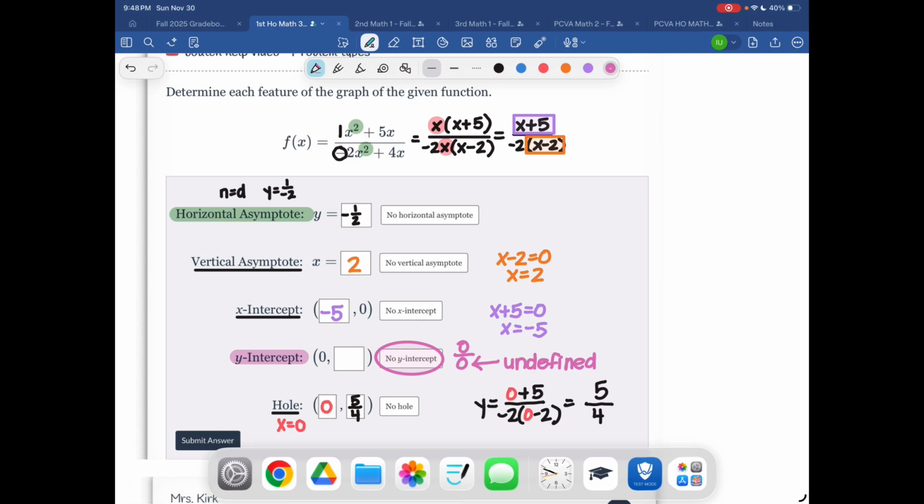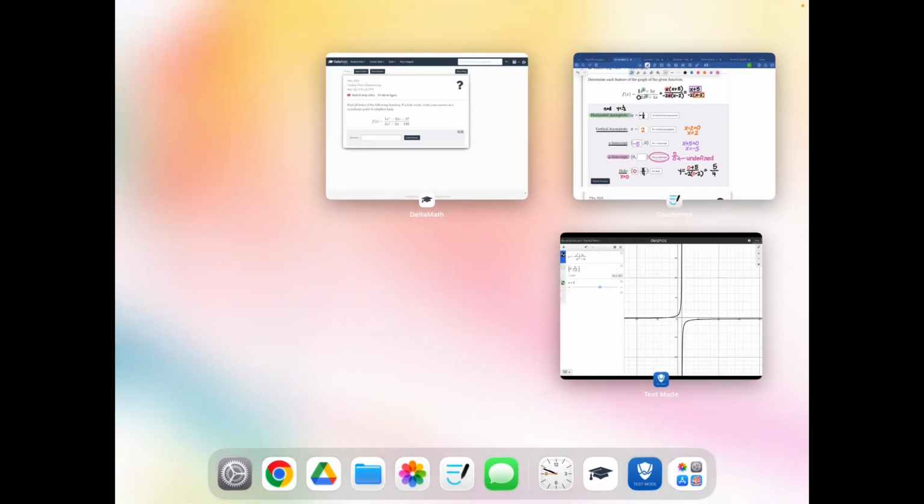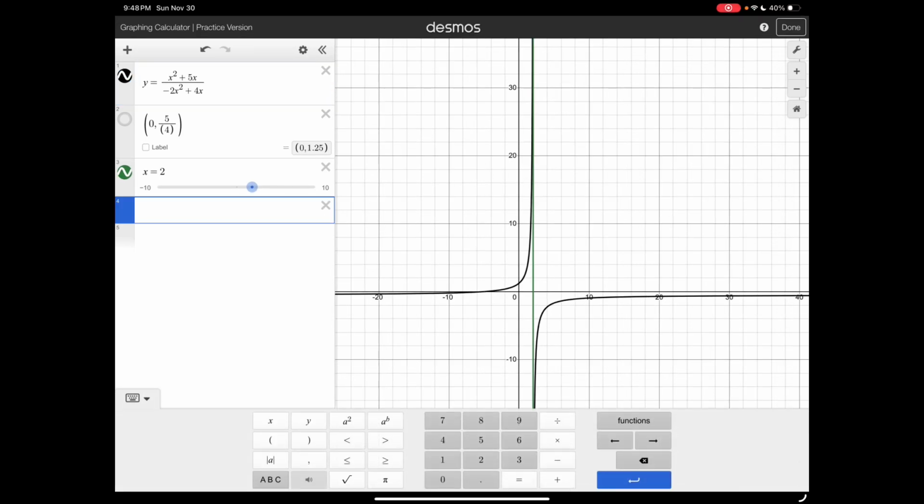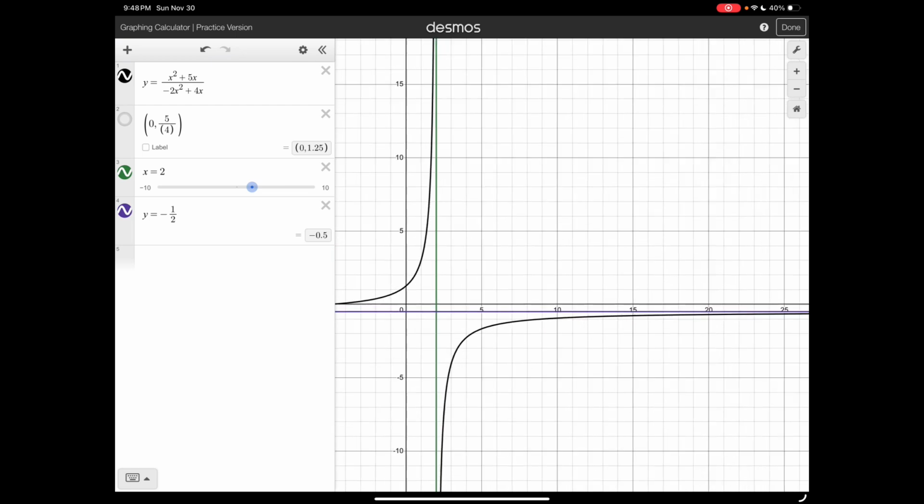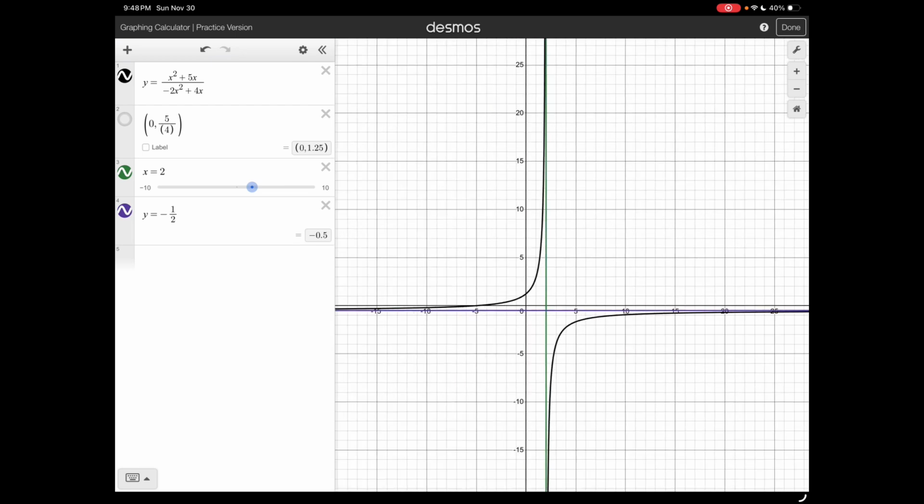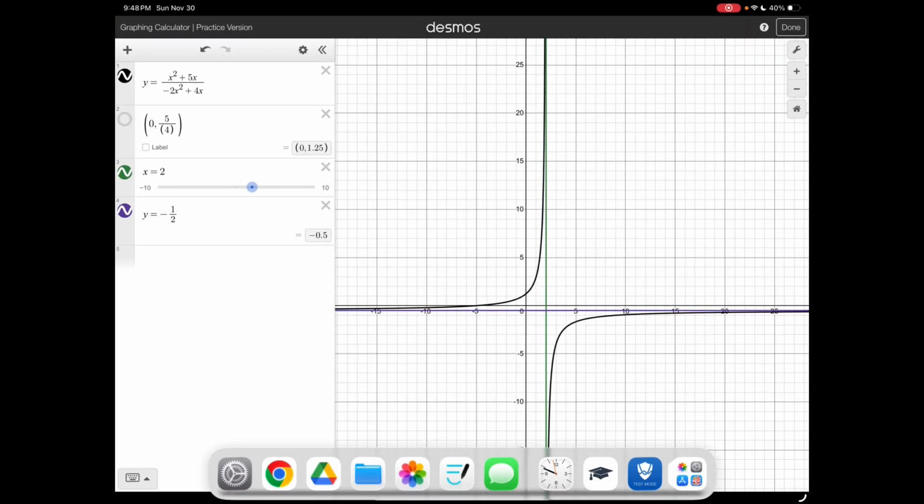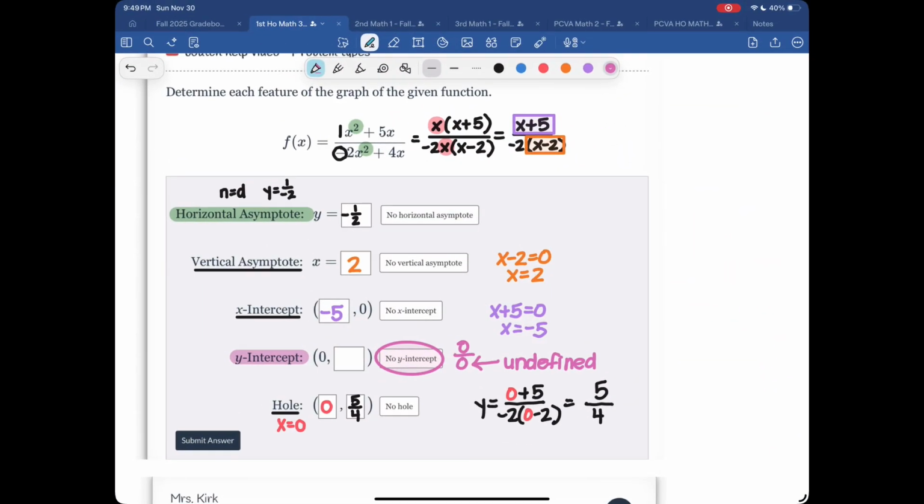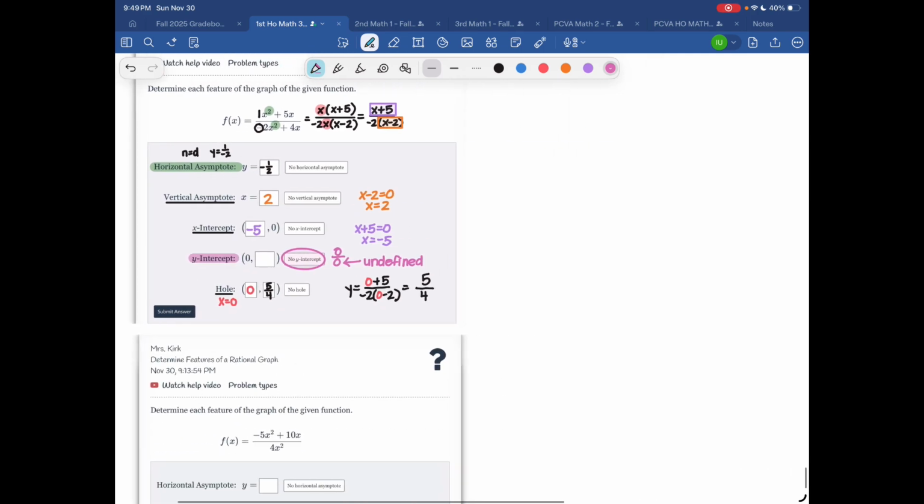I think the last thing, we had a horizontal at -1/2. So y equals -1/2. And we can see, in fact, that that does have a horizontal asymptote at -1/2. All right, so once you get done with each problem, you can always check in and see what your key features are through Desmos.